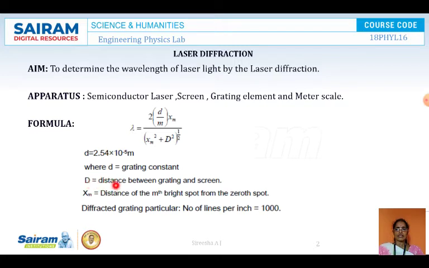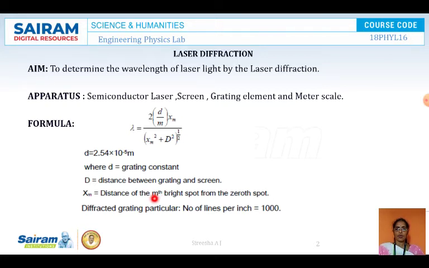And capital D is the distance between the grating and the screen, which we measure as 100 centimeters or 1 meter. It is common to take this to make the calculation simple. We are making it D equal to 100 centimeters or 1 meter. Now what is xm? xm is nothing but the distance of the mth bright spot from the 0th spot. In the diffraction, we know the central bright spot is the 0th spot. If you are going with the first order, xm means the distance from the center spot to the first bright spot.